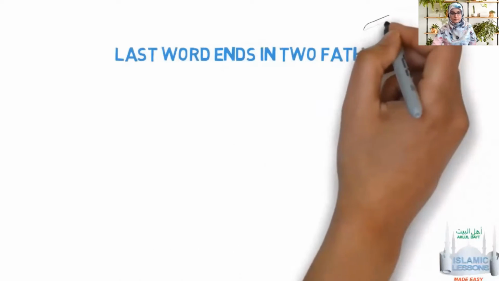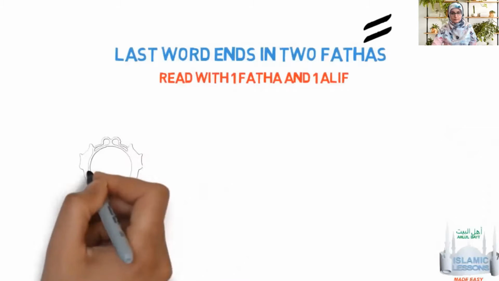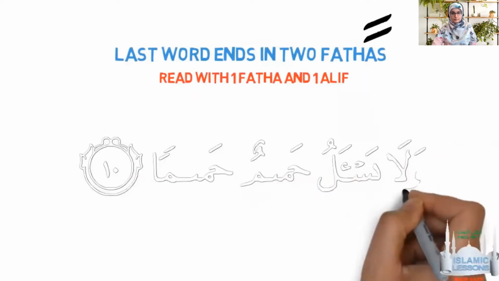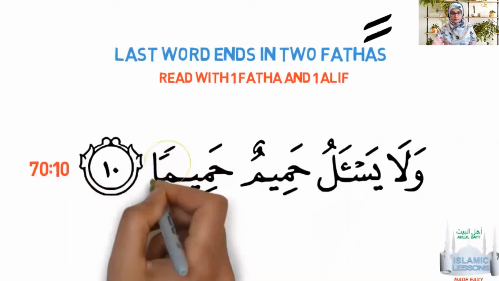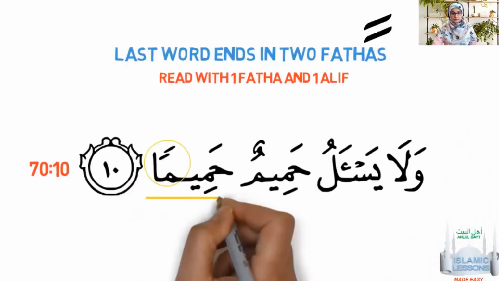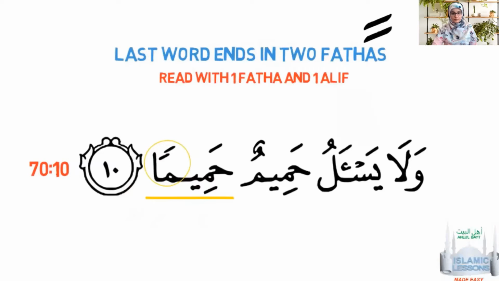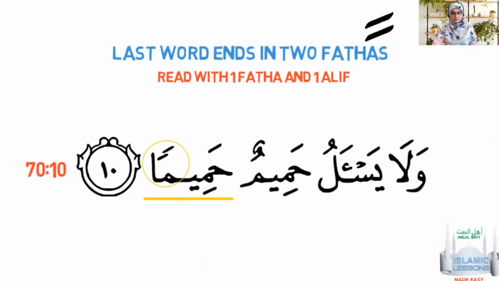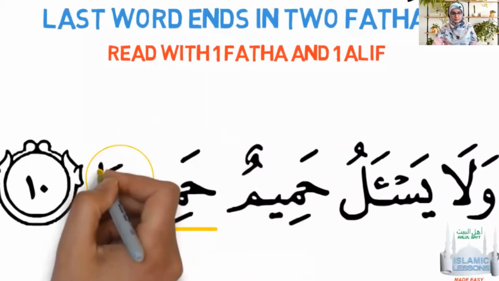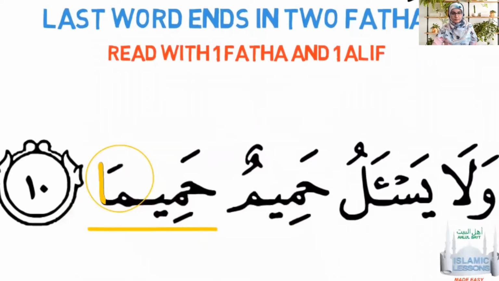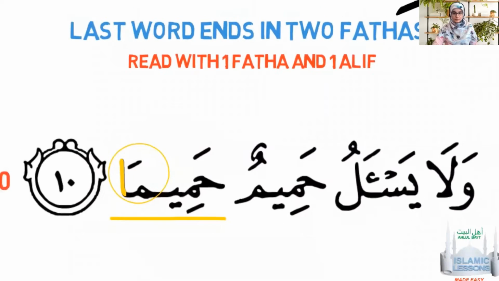If the last word ends in 2 fathas, we read it with 1 fatha and 1 alif. For example, the last word has 2 fathas. The word reads hamiman. When we are reading and come to a stop, we read it with 1 fatha and 1 alif. The alif is already there for us. Now we read it as hamima and not hamiman.